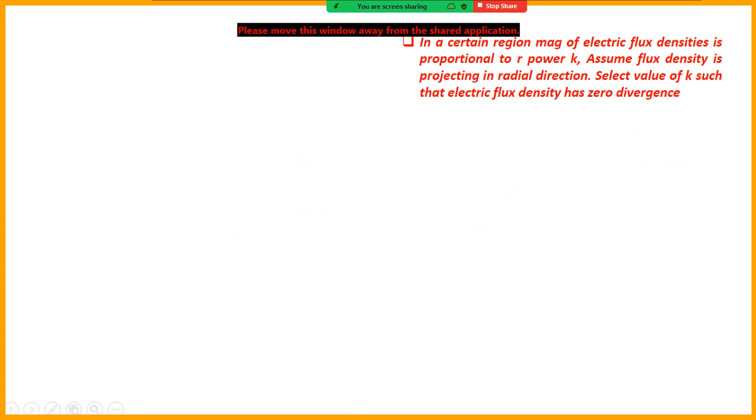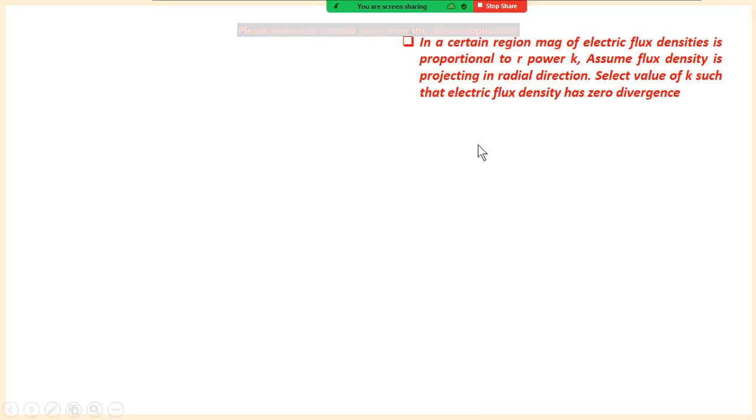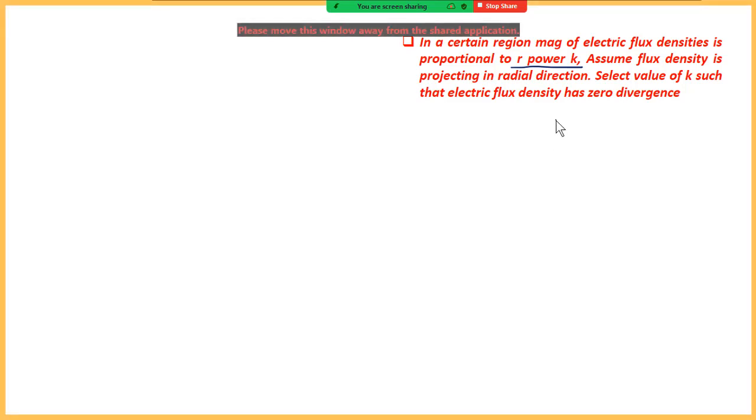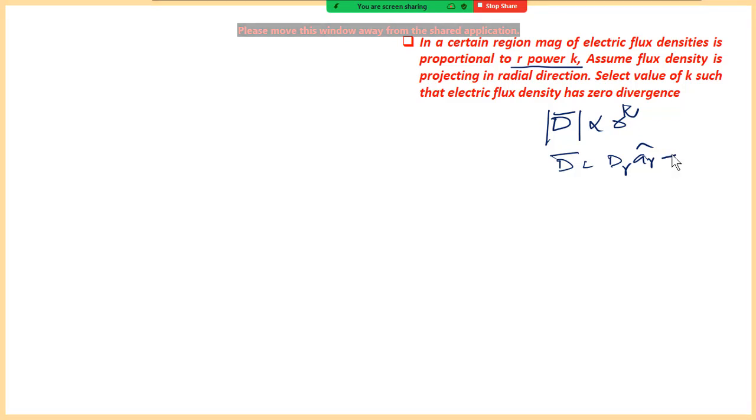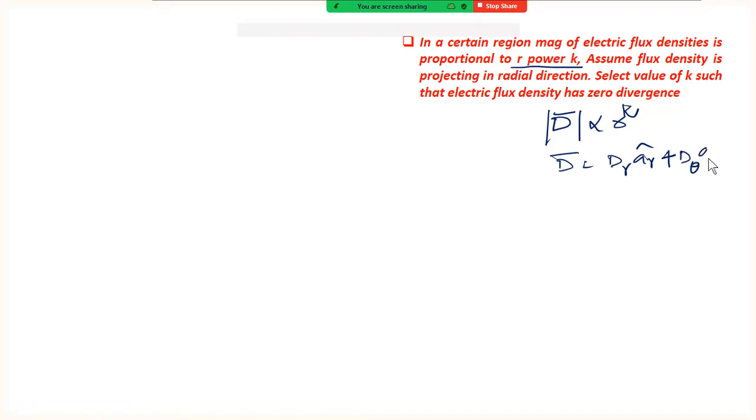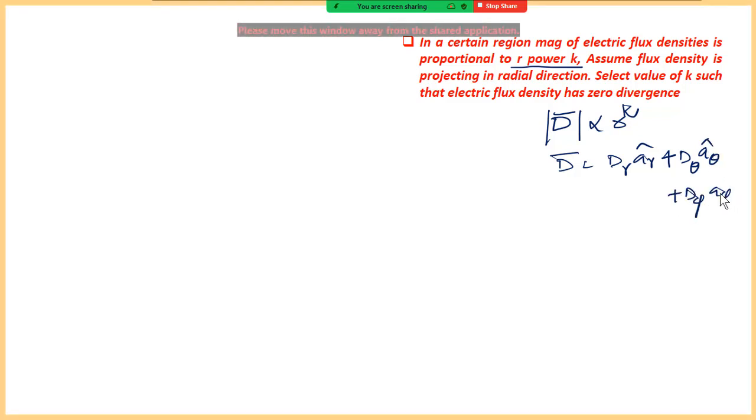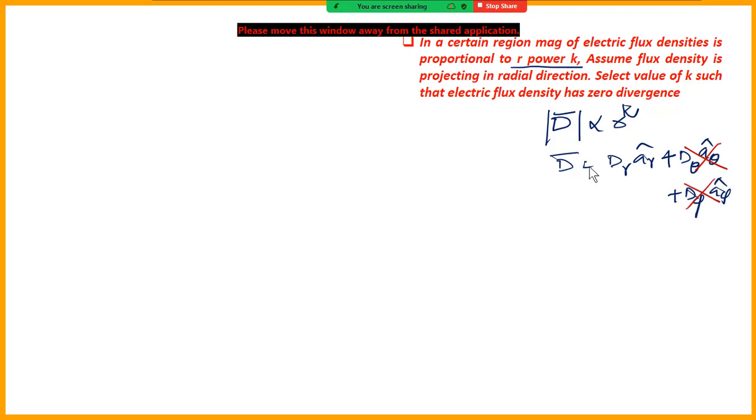Okay, so now we have another problem. In a certain region, the magnitude of electric flux density is proportional to R power K. Assume the flux density is projecting in a radial direction, that means D_r a_r cap. Radial direction means we are in the spherical coordinate system, where in general D is D_r a_r cap plus D theta a theta cap plus D phi a phi cap. Since in the question itself they have clearly given that the electric flux lines are passing in the radial direction, you need not consider the other components. So the problem has been simplified.